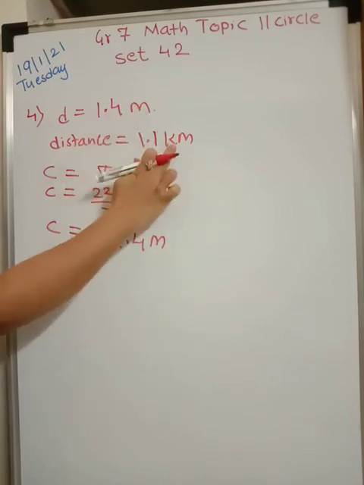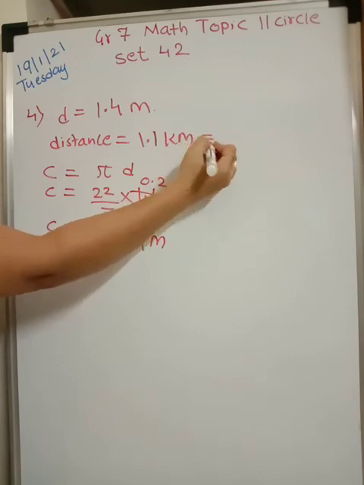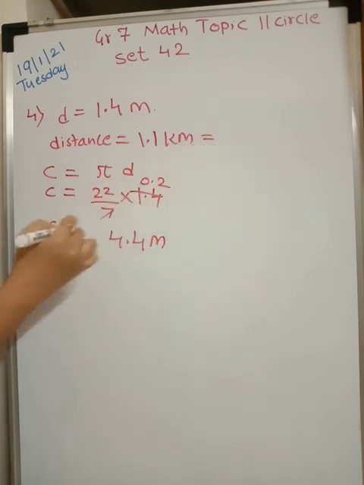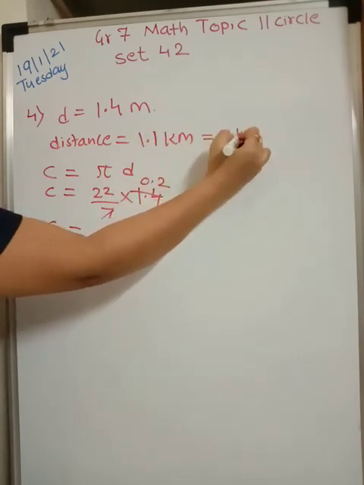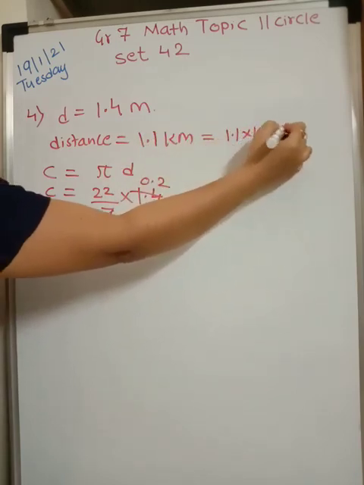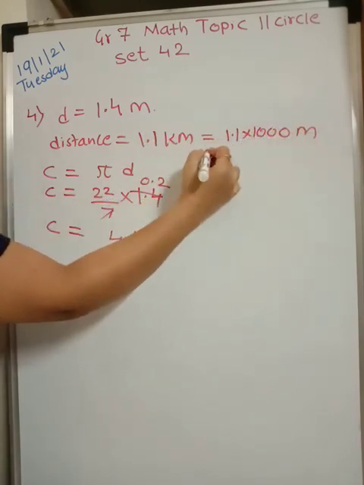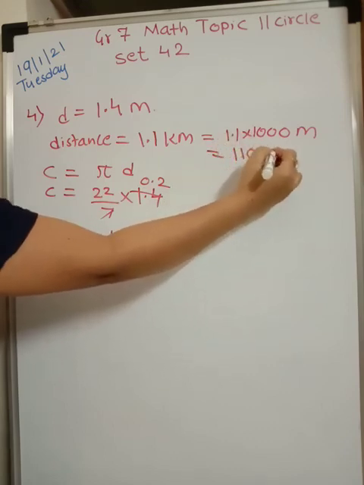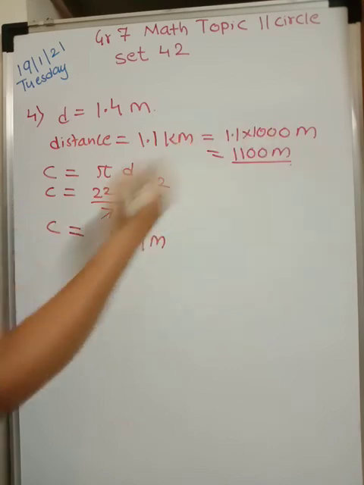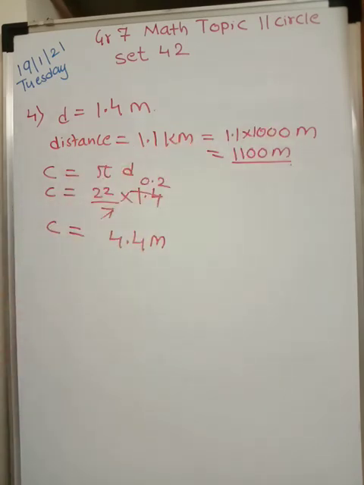This is meter, this is kilometer. Now you know the conversion. 1 kilometer is equal to 1000 meters. So it is 1.1 into 1000 meters. So it will be 1100 meters. This is the distance traveled. Circumference is 4.4 meters. Distance traveled is 1100 meters.